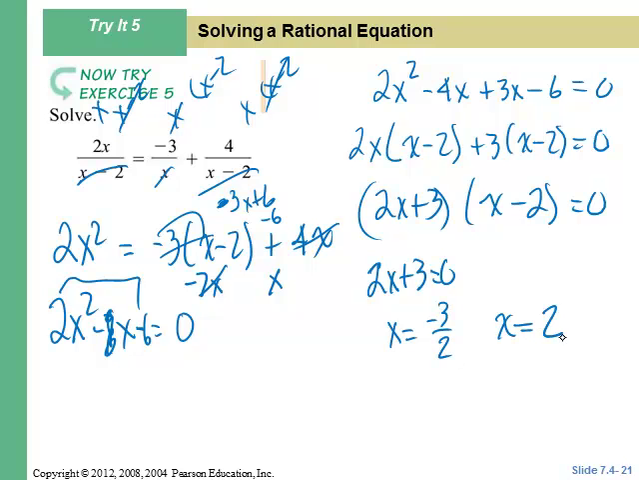x equals 2, which is okay. Nope, not okay. 2 minus 2 is 0. So that one works. So x equals negative 3 halves.